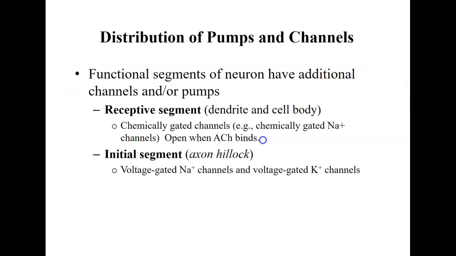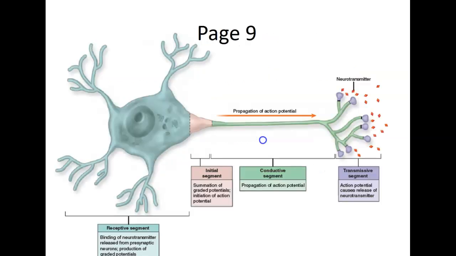When you're looking at this, you want to know the different segments of the neuron. The receptive segment, the dendrite and cell body, the initial segment, the axon hillock, and also the conductive segment where the action potential is propagated due to the opening of sodium and potassium gates, and then the transmissive segment where the action potential will cause release of a neurotransmitter. And this neurotransmitter may be acetylcholine, or it could be other neurotransmitters, and we will look at others.